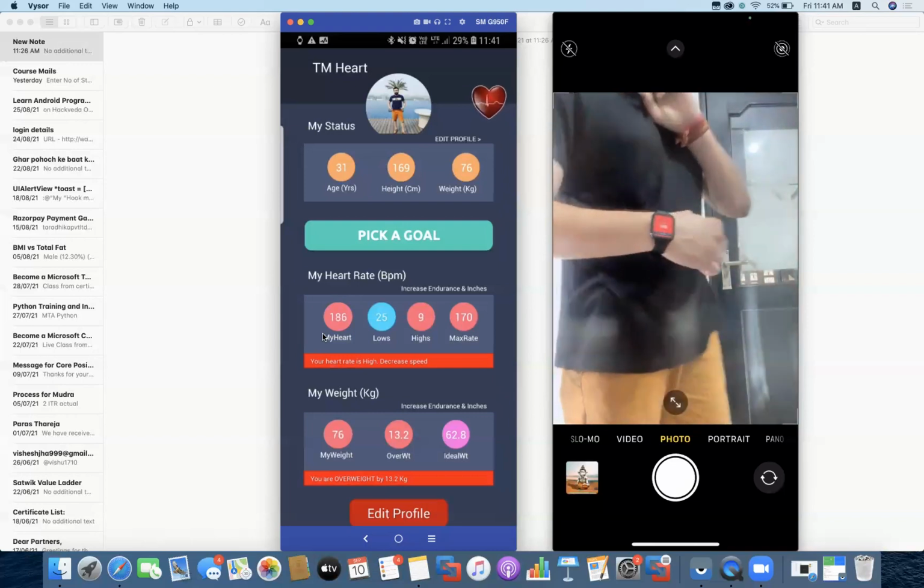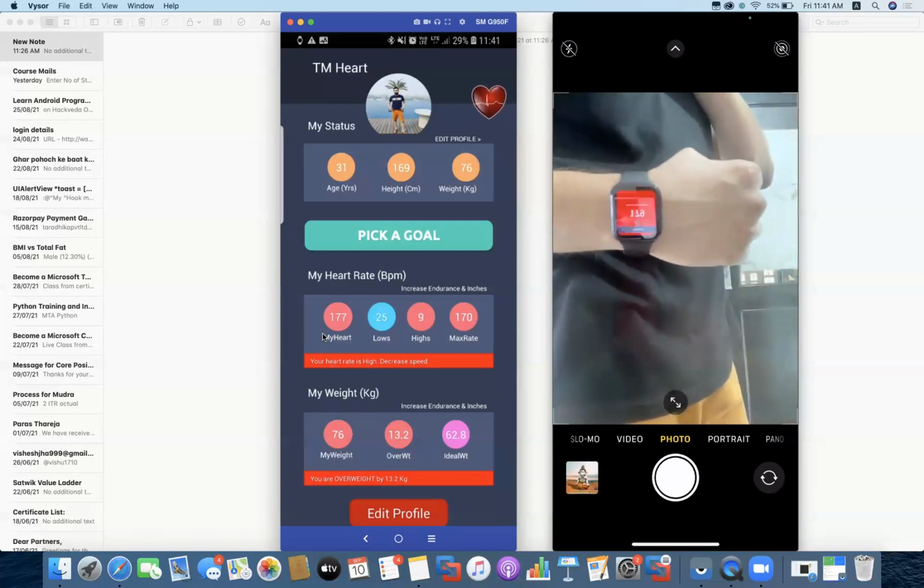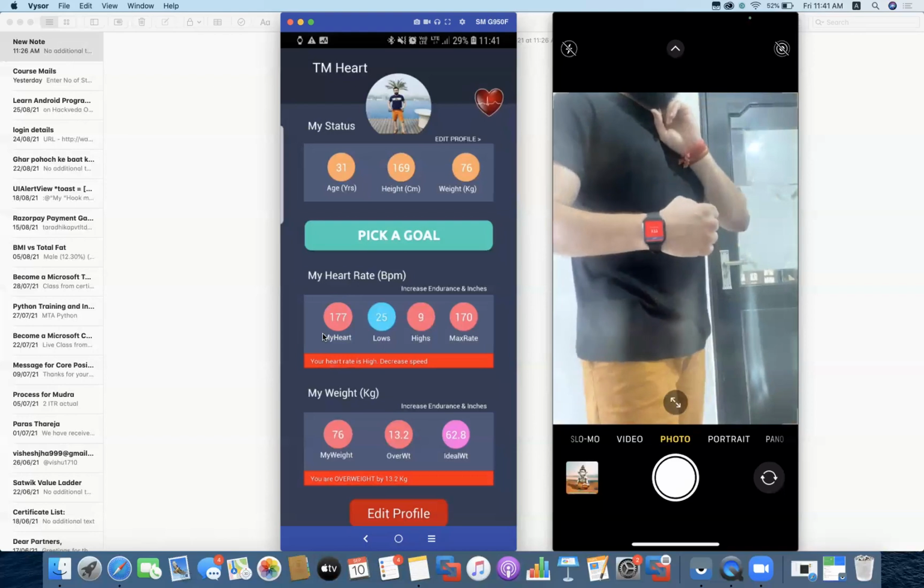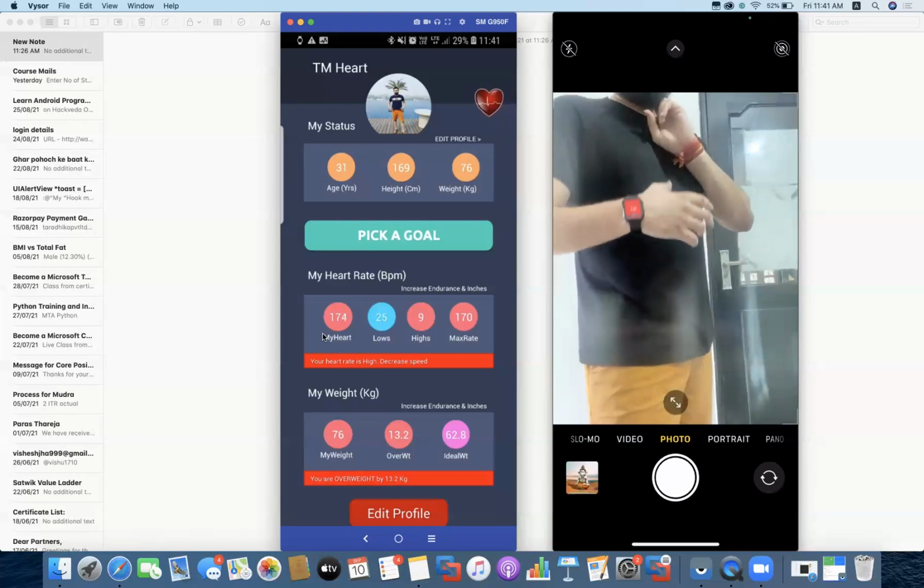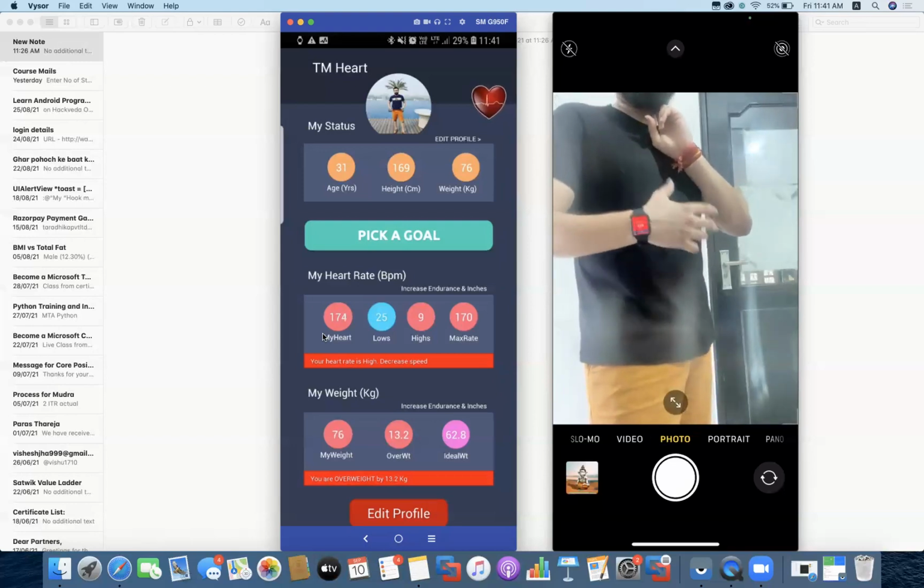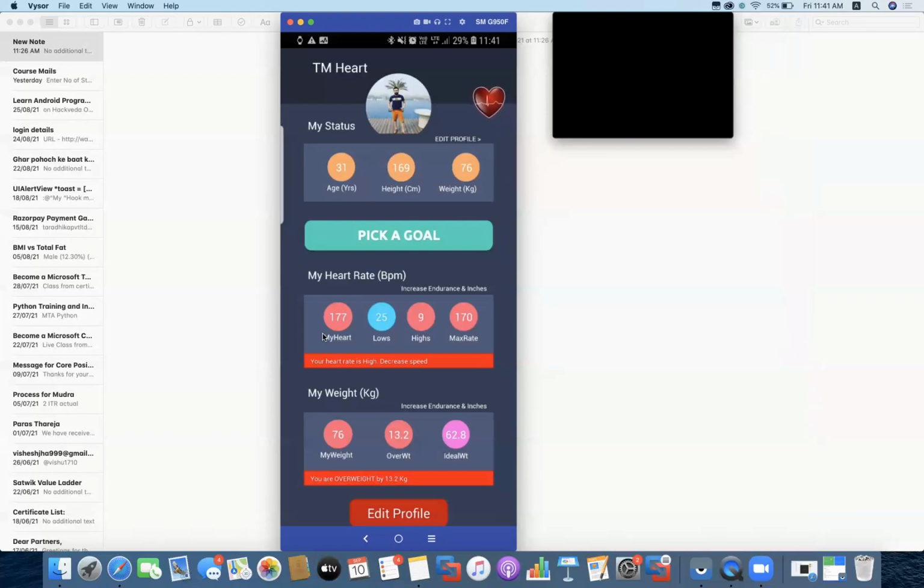You can see that my heart rate has gone very high, so I should stop at this time. Otherwise, it's going to be very difficult for me, because with my body I feel fine, but actually the heart rate is high. So this is a helpful application which will let me know that my heart rate is high and I should now stop. Once it is perfect again, I can resume my exercise.